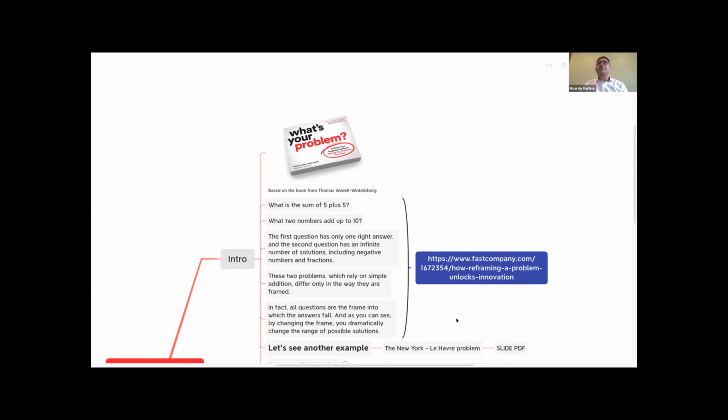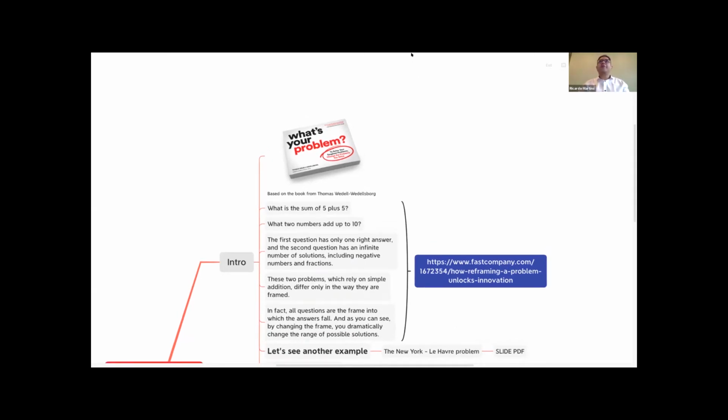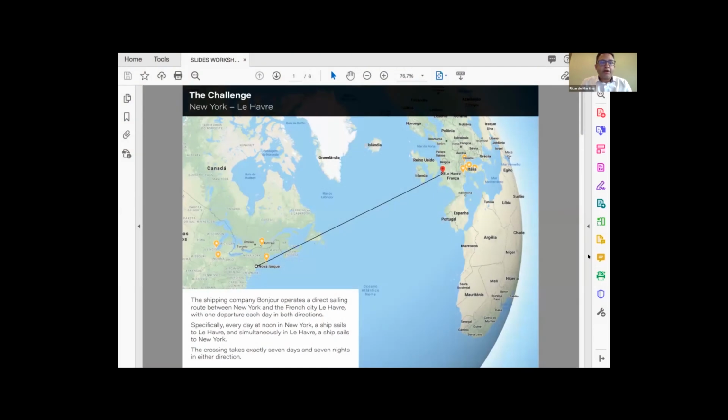So let's start now with a very interesting example about reframing. A shipping company, Bonjour, operates a direct sailing route between New York and the French city of Le Havre, with one departure each day in both directions. Specifically, every day at noon in New York, a ship sails to Le Havre, and simultaneously in Le Havre, a ship sails to New York. The crossing takes exactly 7 days and 7 nights in either direction.